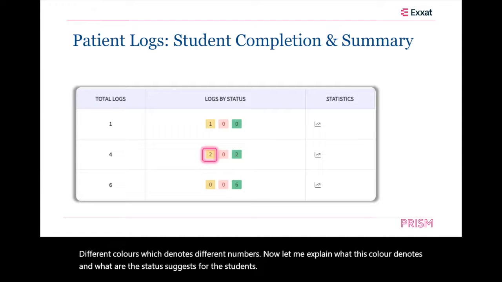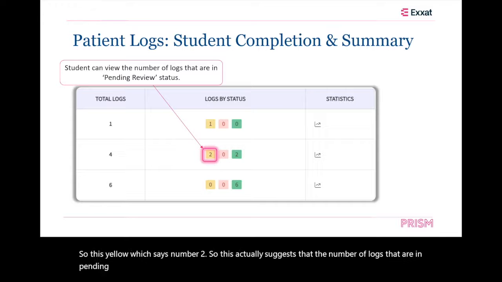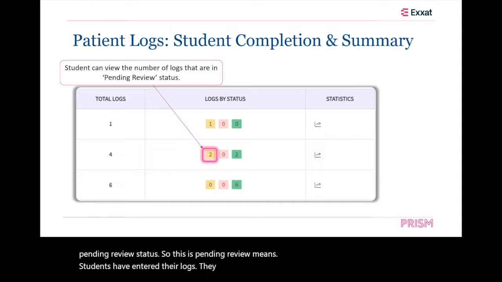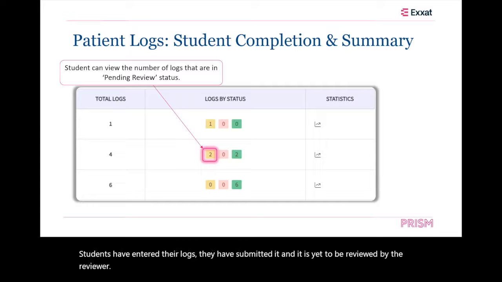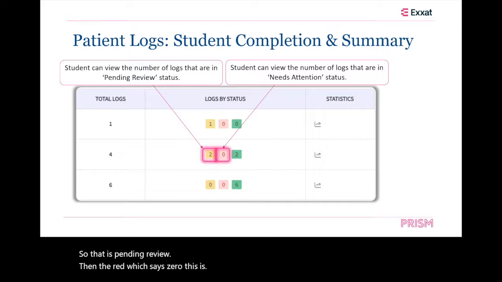So this yellow, which says number 2, suggests the number of logs that are in pending review status. Pending review means students have entered their logs, they have submitted them, and they are yet to be reviewed by the reviewer. Then the red, which says 0, is needs attention.